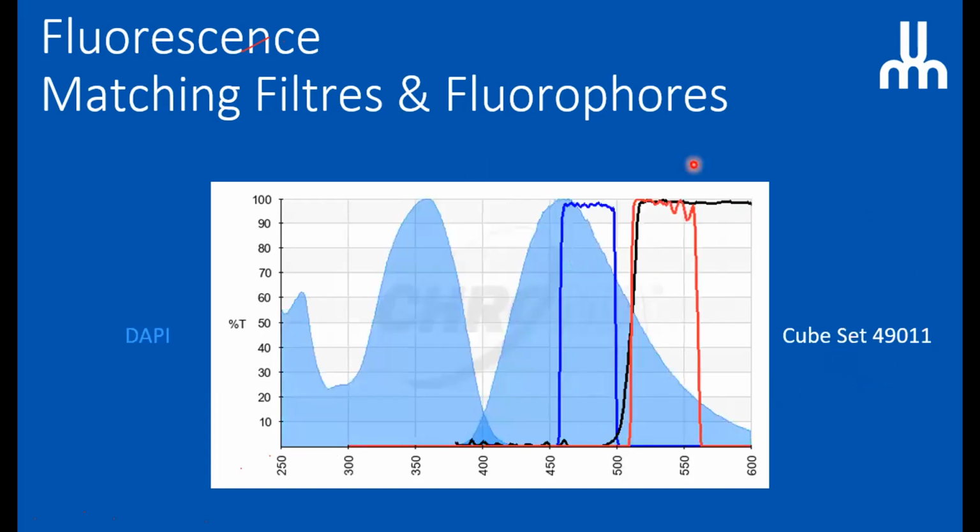We can also do the same example with DAPI. DAPI has a very broad excitation, it's here, and a very, very broad emission, it's here. You can see that this filter doesn't let the excitation of the DAPI through, because it's not overlapping. So there is no chance to see your DAPI with this kind of filter. The good thing is you're going to block all UV light.